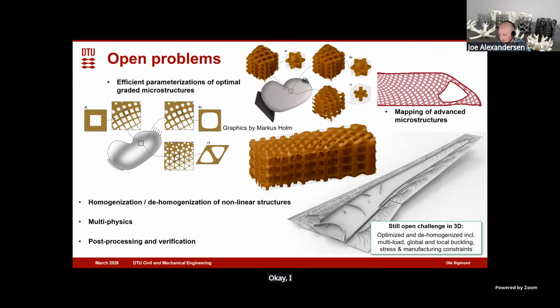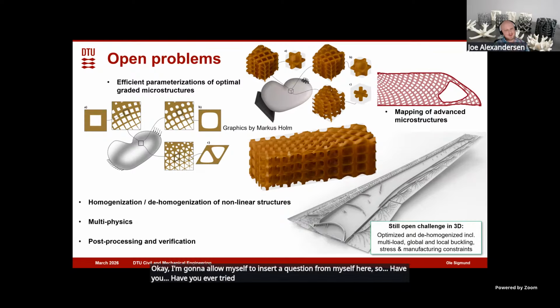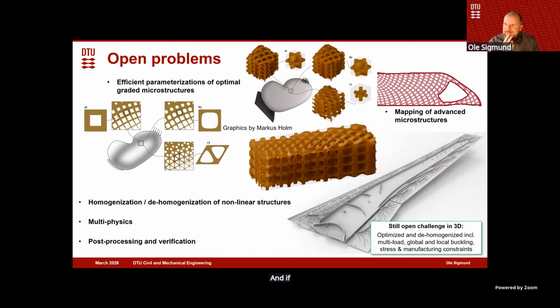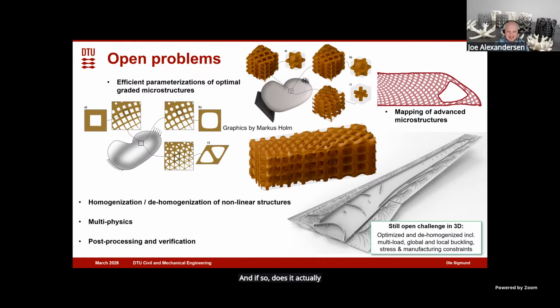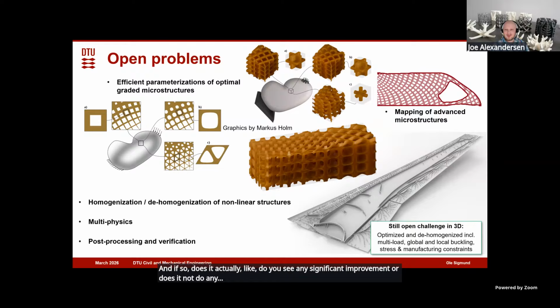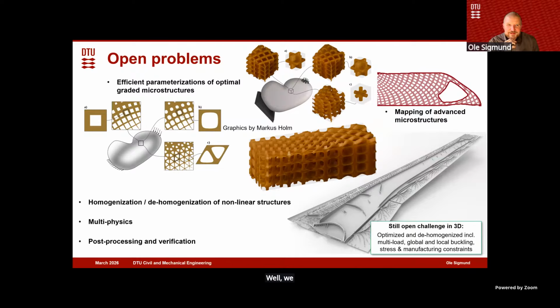Okay, I'm going to allow myself to insert a question from myself here. Have you ever tried using the de-homogenized result as an initial guess for a full-scale optimization? And if yes, do you see any significant improvement, or does it not make any huge changes?